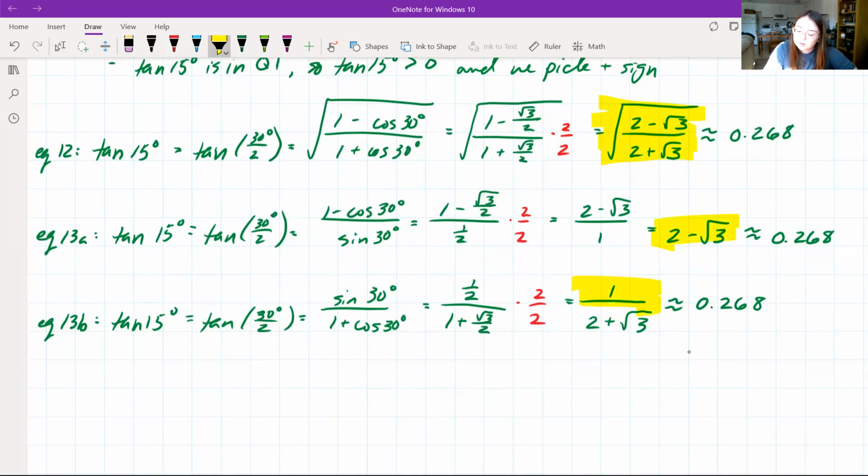So even though each one of these different algebraic values stemming from the different equations look very different, they all give us the same decimal value. So they are all equal. So this just goes to show that you can use any one of these equations and you shouldn't worry about it looking different than a different equation. Just know that it does come out to the same value.